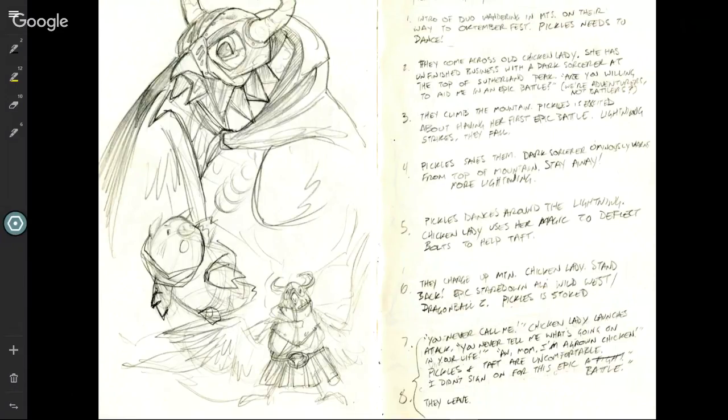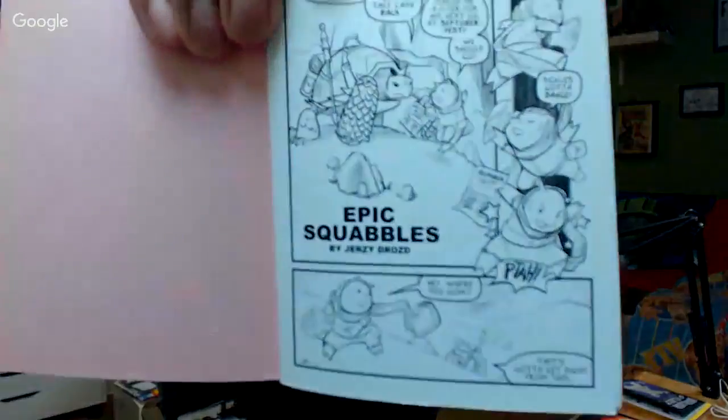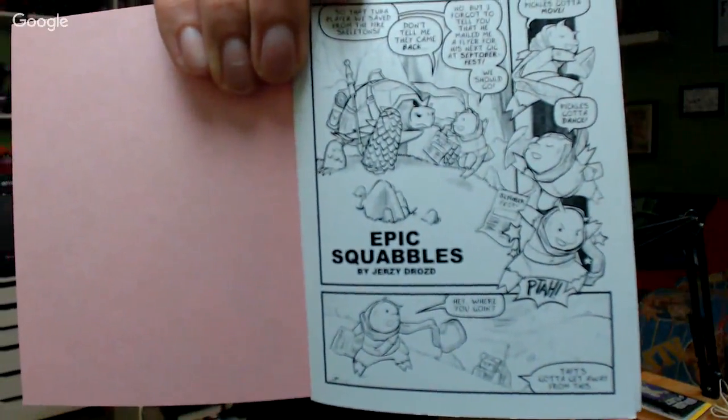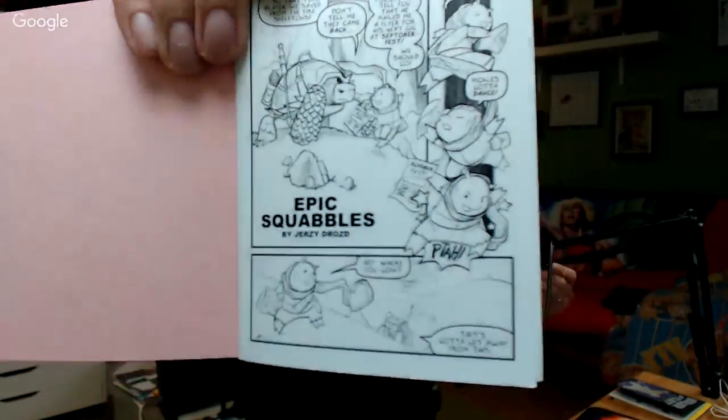And so, page 1, intro of the duo walking in the mountains on their way to Oktoberfest. Pickles needs to dance. And we look at page 1 of the comic. That's literally what happens there. They're walking in the mountains, and Pickles is like, I want to go because I want to dance.